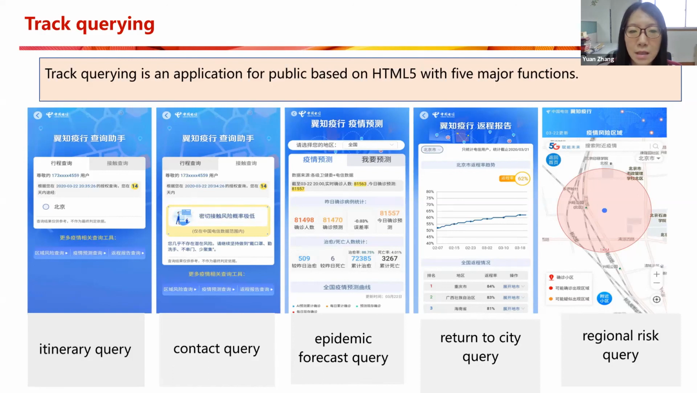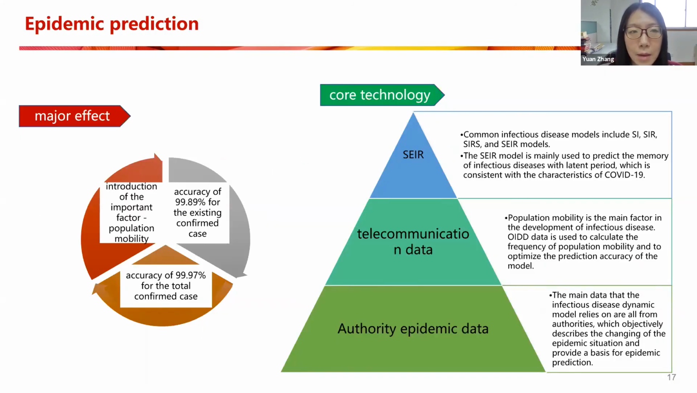Individual users can inquire about their own itinerary, the possibility of virus contact, and regional risks through their mobile phone number, and understand the risk in real time. The products are currently used by more than 10 million people. They are promoted by China Telecom as a key application service product serving the public in relevant provinces and cities. This app also has a function of epidemic prediction.